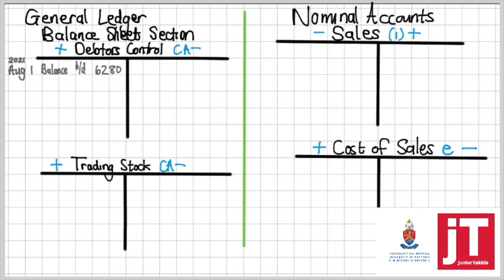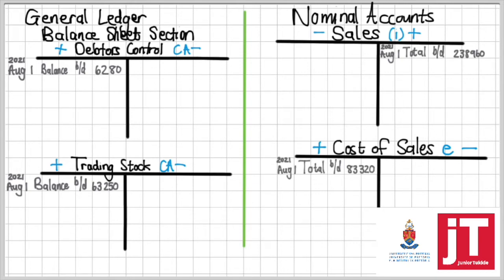Then we have to fill in the opening balances. Now because debtors control is an asset, it has a debit balance brought down. The same will apply to trading stock. And then remember, in the nominal section we talk about totals brought down. Sales is an income, so it will have a credit total brought down. And because cost of sales is an expense, it will have a debit total brought down.